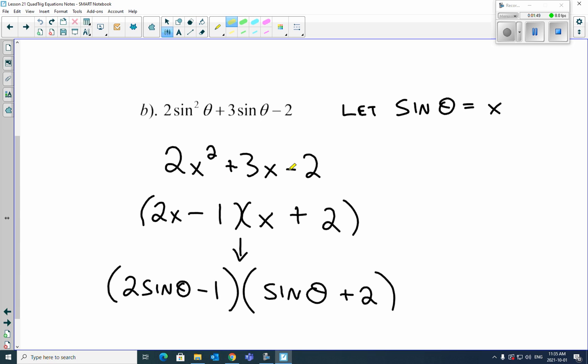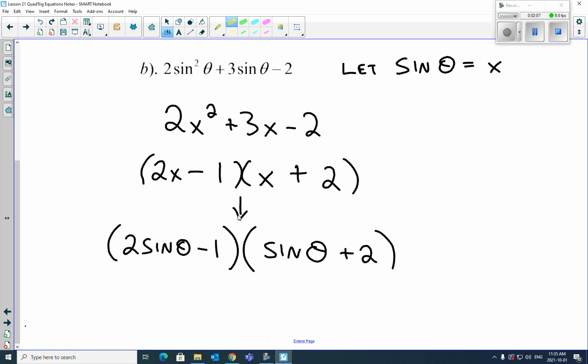The negative in front of the 2 means the signs are different. So factors of 2x squared are 2x and x. Factors of 2 are 1 and 2, and we just don't know the order. It could be a 2 here. It could be a 1 here. But you do your FOIL, and you figure out that's where we get our 3x from, because 2x times 2 is the 4. The negative 1 times the x is negative 1. We get our 3x. And then when you're done, make sure you do this. Since you substituted x in, you have to put the sine back in. So you end up with 2 sine theta minus 1, sine theta plus 2. And then you can make these things equal to 0 and solve for them. That's the next step, the solving part.